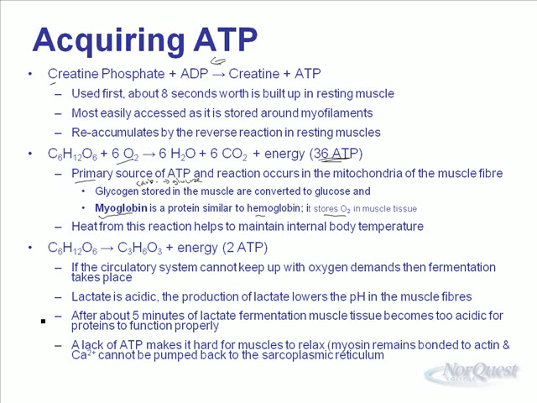The final method of getting ATP is lactate fermentation. This happens when the circulatory system cannot keep up with oxygen demand. So if you've been exercising for a long time, and this depends on physical fitness, the longer you exercise, the more you're going to be using up your oxygen stores in your body. At some point, your body is not going to be able to provide enough oxygen to your muscle cells to oxidize the sugar, or to break that sugar down and get lots of energy out of it. If this happens, then this fermentation reaction takes place. Fermentation is similar to the fermentation of alcohol, only it's a fermentation of sugar.